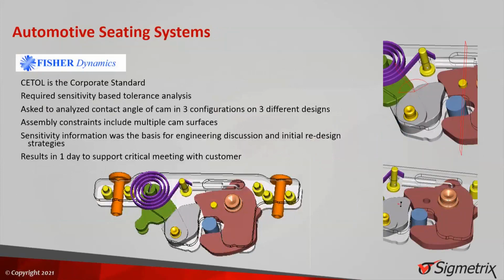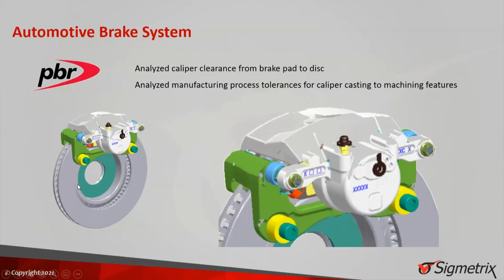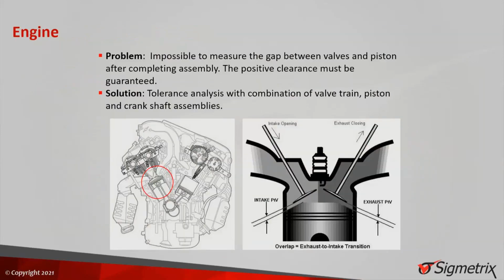Okay, so this is automotive setting latch. Okay. And this is a braking system. So you can measure the gap between the disc and the brake pad, the caliper. Okay, this is very typical.